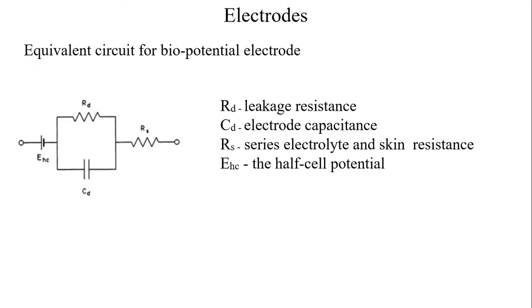The figure shows the electrical equivalent circuit of a surface electrode when it is in contact with the body surface. The electrode-electrolyte interface resembles a voltage source having off-cell potential EHC, which is developed due to the charge gradient, and a capacitor CD in parallel with a leakage resistance RD. The series resistance in the equivalent circuit, RS, represents the series electrolyte and skin resistance under equilibrium conditions.